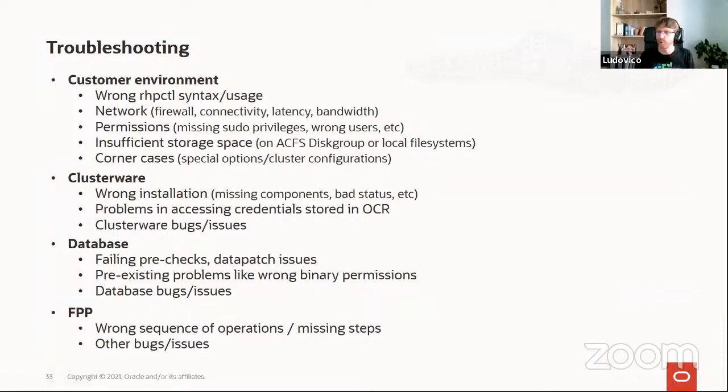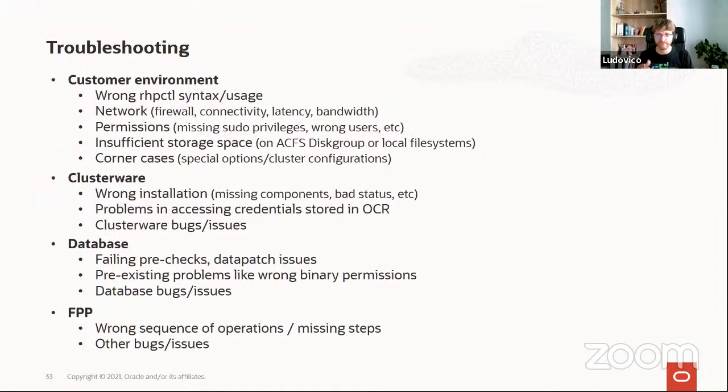So just about troubleshooting, because we've seen that FPP centralizes everything but has a huge amount of possible components, there are many points of failure actually. If you have any error, you should try to understand if it's an error coming from FPP itself, maybe an FPP bug, or if it's coming from other components. That can be a network issue, insufficient space, permission problems, clusterware problems, underlying problems that you don't see, or database problems.